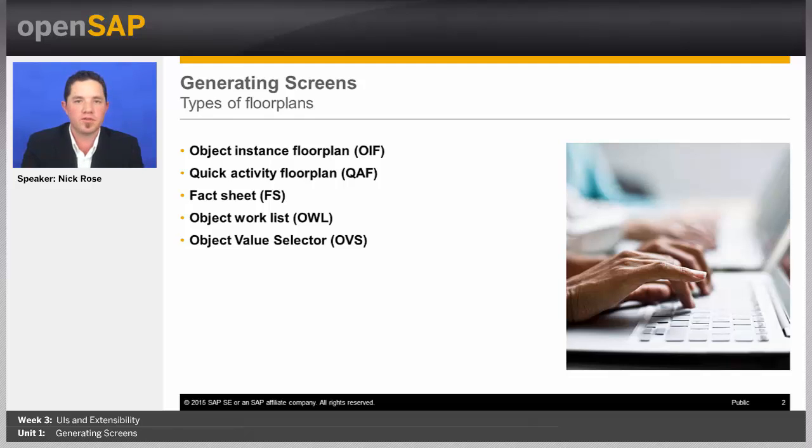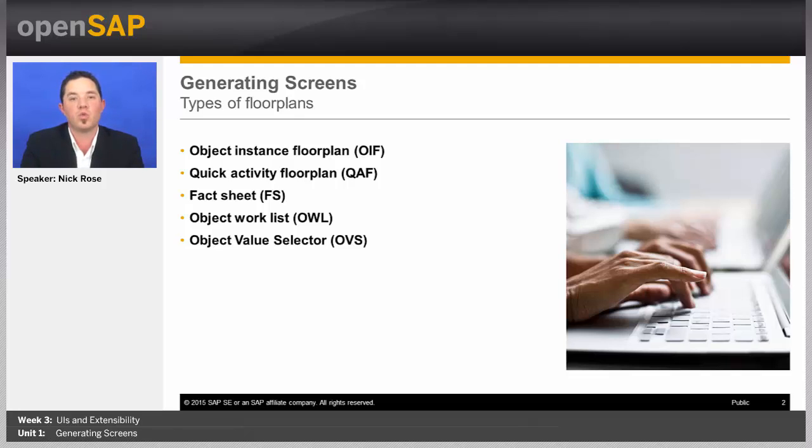Next up is the Quick Activity Floor Plan, or the QAF. A QAF is also an editable screen, but it's only a summary of info, a brief bit of info about a particular business object. The QAF would have some header data, maybe a brief view of the items, usually things like description, status, stuff like that, but not the full details of it. It's a very brief screen. And the same goes for the next one, the fact sheet. A fact sheet is also a brief, detailed screen of an object, but it's read-only, so it's not editable. So kind of the opposite of a QAF. One's editable, one's not. But the fact sheet also just shows a summary of data of a particular business object.